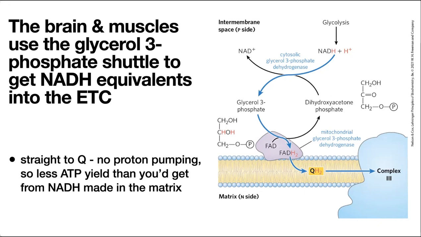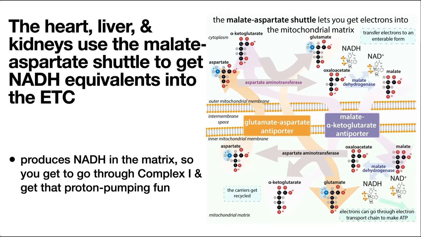Remember, FADH2 can pass electrons onto Q, so that could enter complex 3, but that's not going to be able to go through complex 1. If we don't go through complex 1, we're not going to get the pumping of protons. This would only give us 1.5 ATP per NADH, because that NADH was made out in the cytosol. So we're losing some of our energy. Turns out there is a way to conserve that energy.